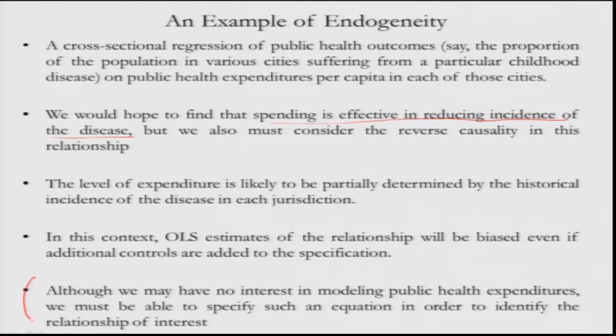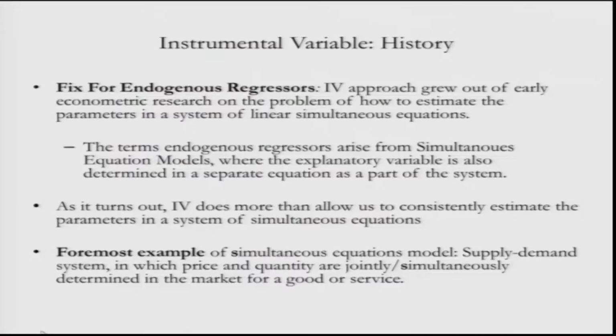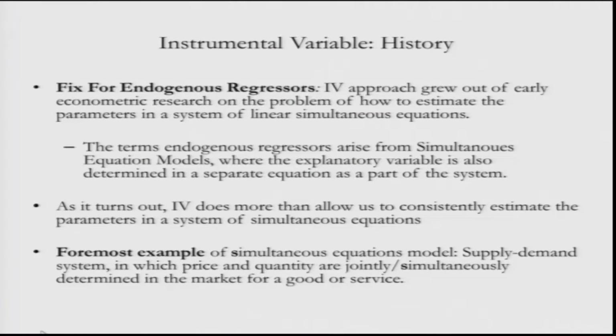Now, this is very important, as you will see, because this forms the crux of the idea behind instrumental variables. So, let us look at the history of instrumental variables a little bit, in what context did instrumental variables actually pop up, and then we discuss what instrumental variables actually are. Instrumental variables came up as a fix for endogenous regressors. So, the IV approach grew out of early econometric research on the problem of how to estimate the parameters in a system of linear simultaneous equations.